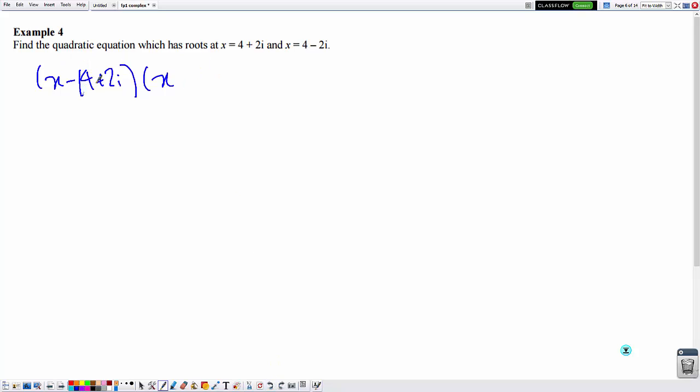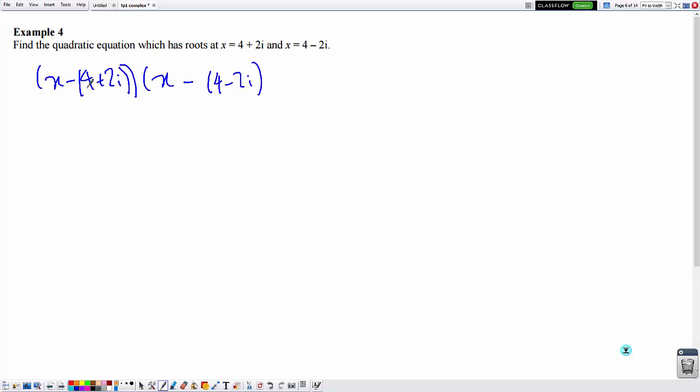So put a bracket around the 4 plus 2i, and it's x minus 4 minus 2i. Okay, so we just need to multiply these out and simplify. One thing, let's just check. I'm looking at these. This is x minus 4 plus 2i. So it'd be x minus 4 plus 2i. Just minus 4.